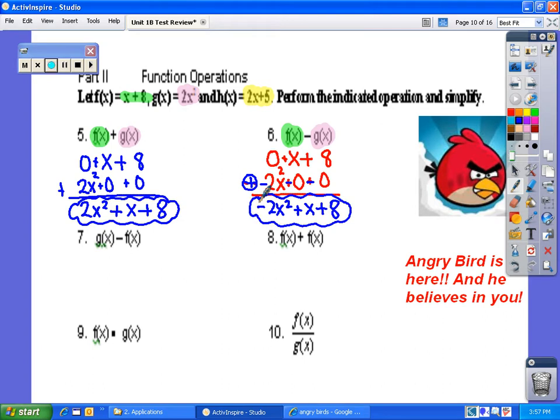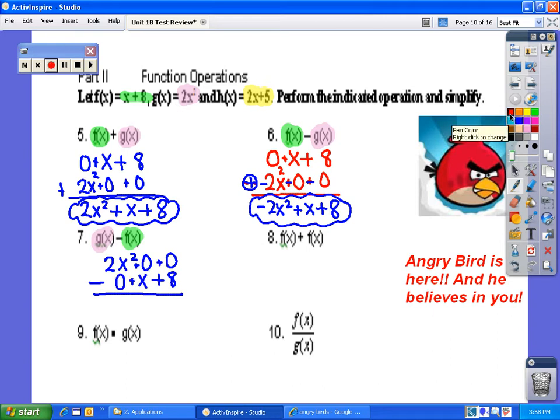Alright, the next one is going to be g of x minus f of x. So it's basically backwards of what we just did. So the 2x squared is going to come first, minus the x plus 8. So I'm going to put zeros for placeholders. Remember, you don't have to do this, but you can do this to help you.